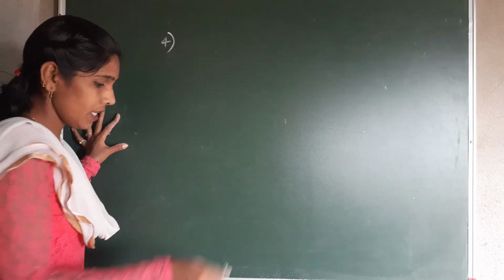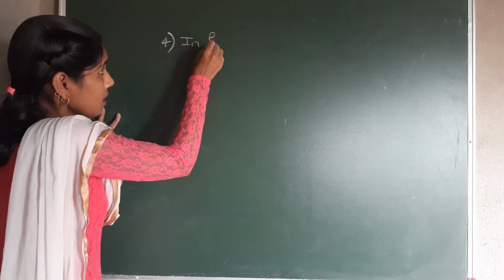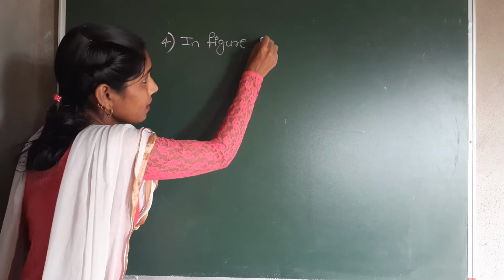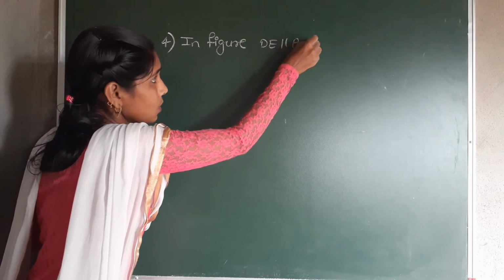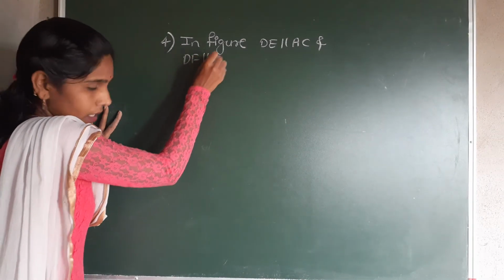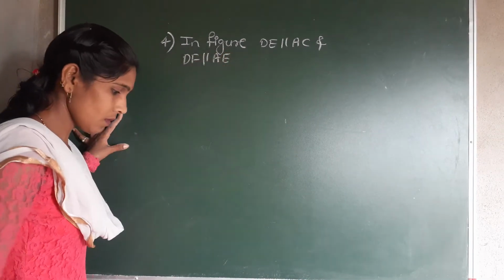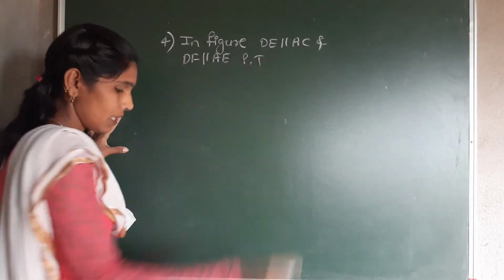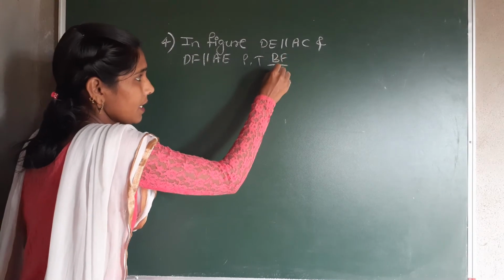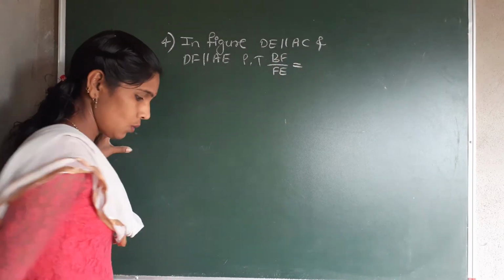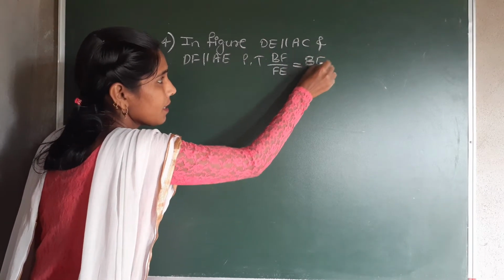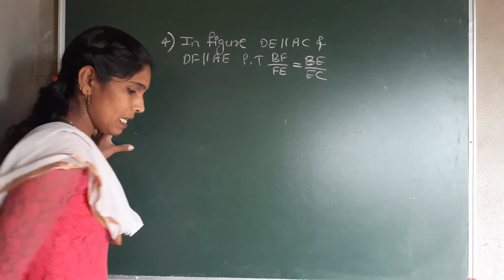Next one, example 4. In the figure, given DE is parallel to AC, and DF is parallel to AE, prove that BF divided by FE is equal to BE divided by EC.